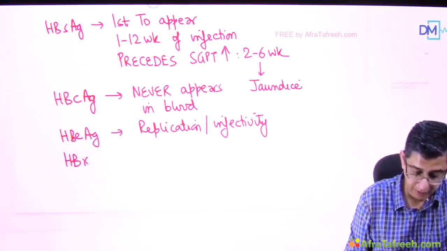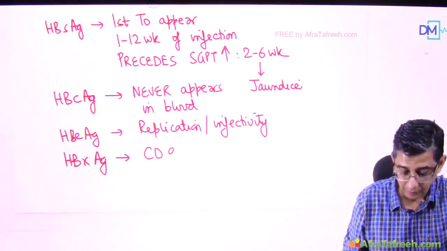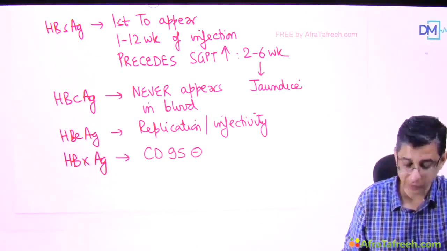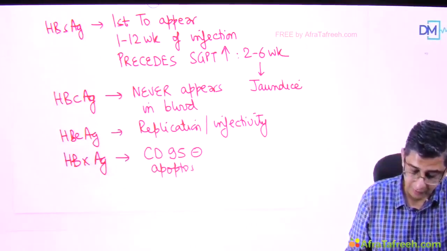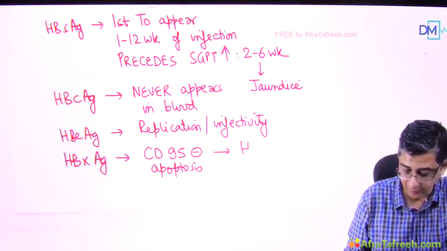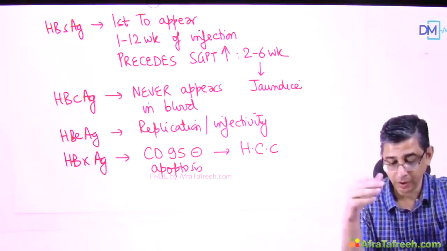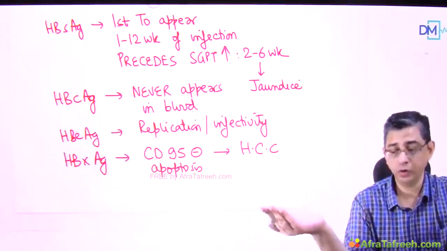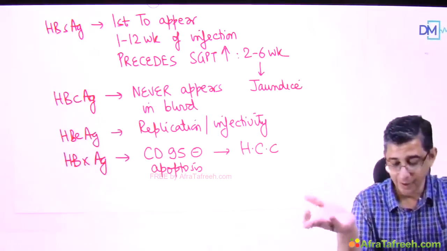Then is hepatitis B X antigen. The question that is asked on X antigen is that it predisposes to development of liver cancer by inhibiting apoptosis. It inhibits CD95, it inhibits apoptosis and can trigger development of hepatocellular carcinoma. Hepatocellular carcinoma in India is mainly seen with hepatitis B, though in Robbins, for the Western population, it is C virus, but in India it is hepatitis B virus.